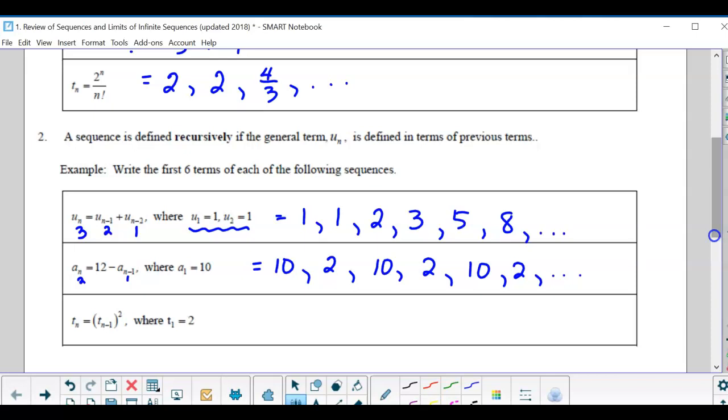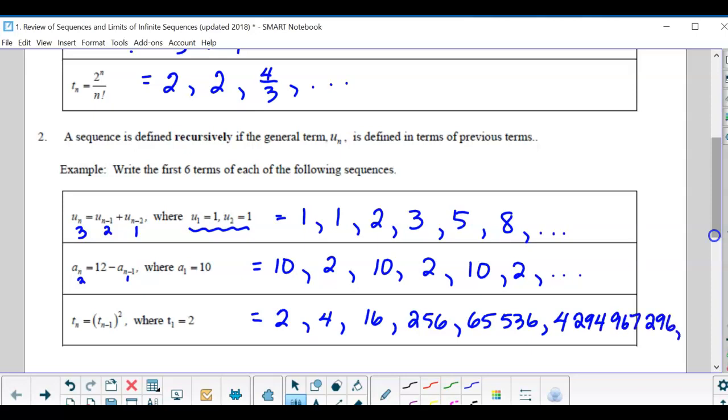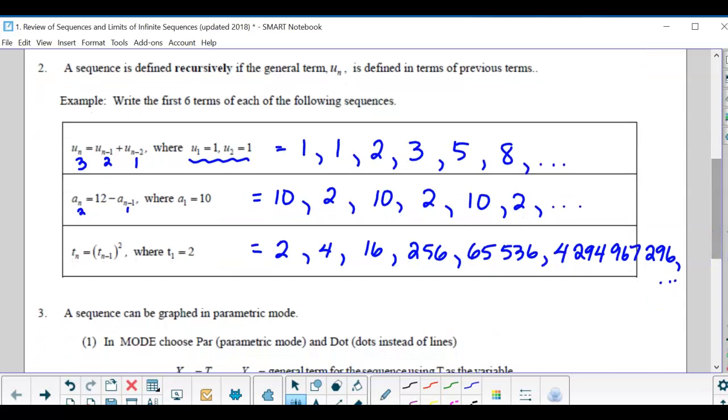Next one, now we're squaring the previous term. The first term is 2. The second term is the first term squared, so 2 squared is 4. And 4 squared is 16. 16 squared is 256. 256 squared is 65,536. And then that squared is a big number. You can pause this, use your calculator, and figure out what it is. It's 4,294,967,000,000. Oh, no, sorry, that's billion. 4,294,967,296.